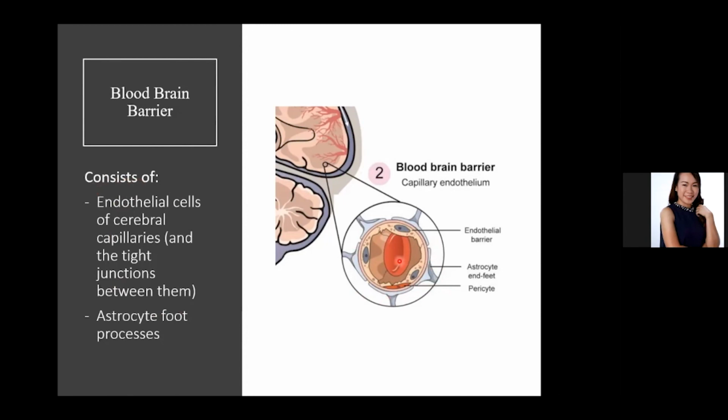So this is the blood, and then surrounding it is the brain tissue. So these are your capillaries, and then surrounding it is the brain tissue. So that's why we call it your blood-brain barrier.